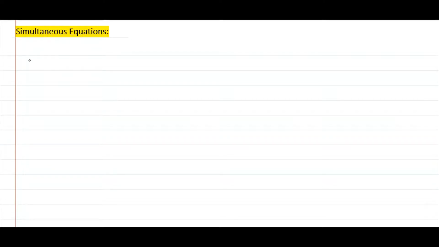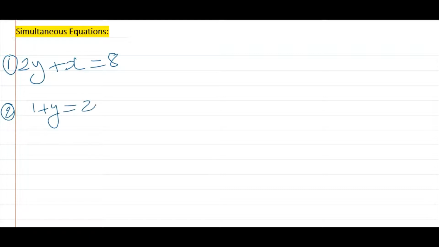Today we're going to be working on solving simultaneous equations through two different methods. The first one is substitution and the last one is elimination. The following are the two equations that we'll be solving in this video. That's the first one. The second one is 1 plus y equals 2x.